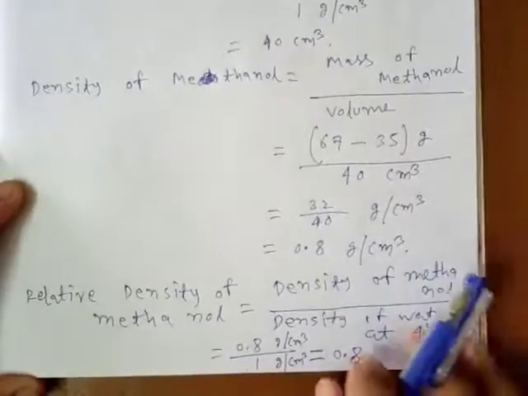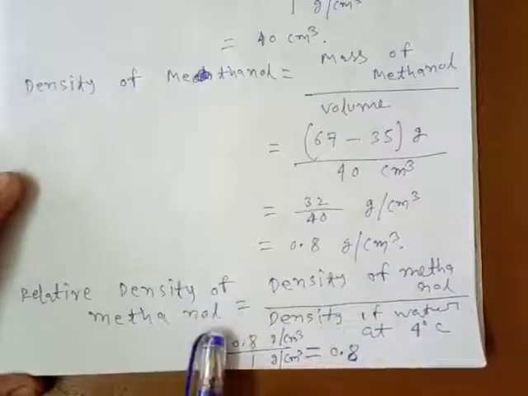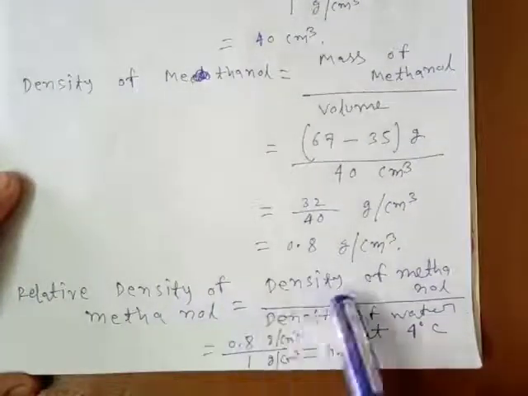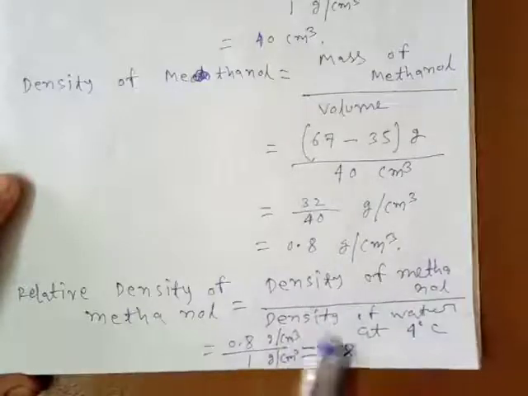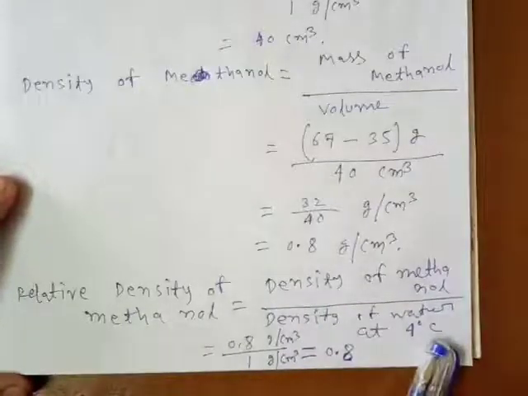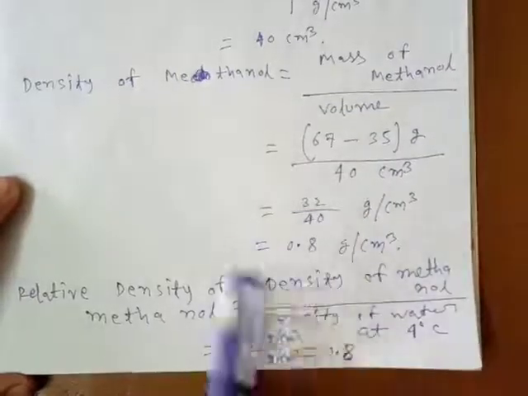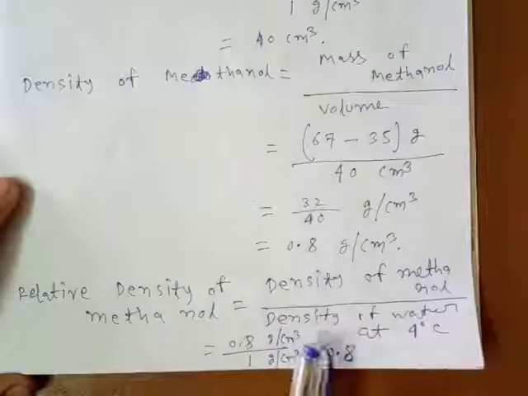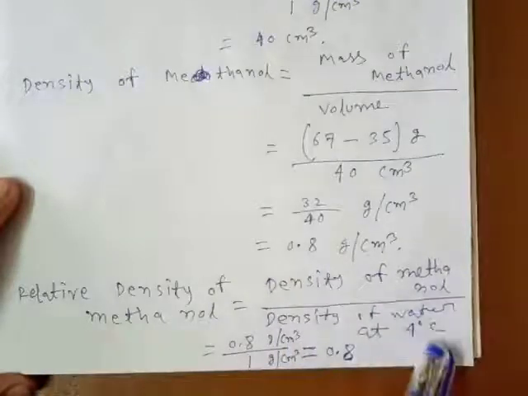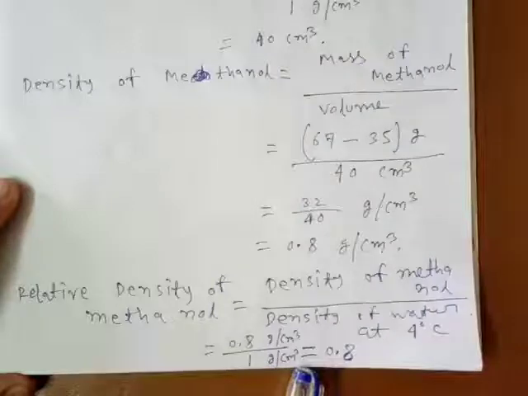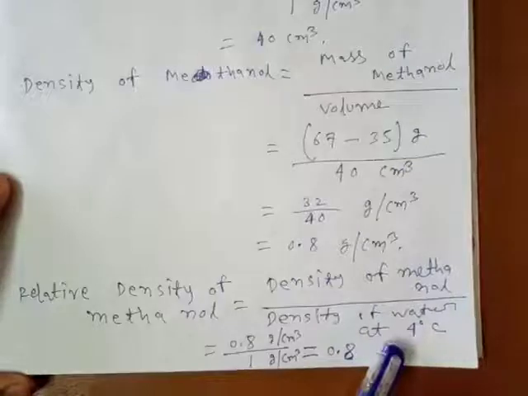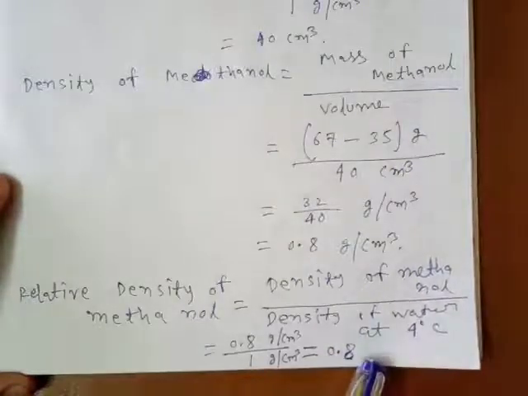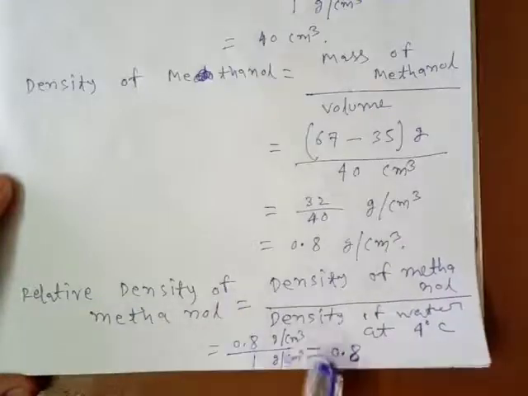Now what is the relative density of methanol? The relative density of any material is given by density of that material divided by density of water at 4 degrees centigrade. So here, density of methanol, we have already found, is 0.8 gram per centimeter cube, and density of water at 4 degrees centigrade is 1 gram per centimeter cube. So it will come 0.8. The relative density has no unit, so it is a pure number. So relative density of methanol is 0.8.